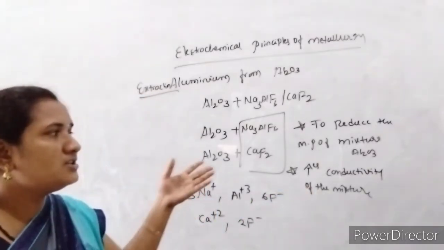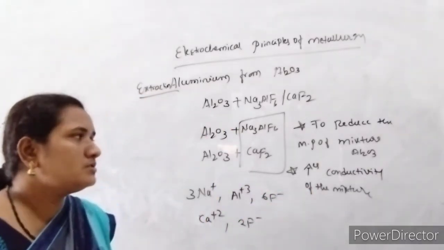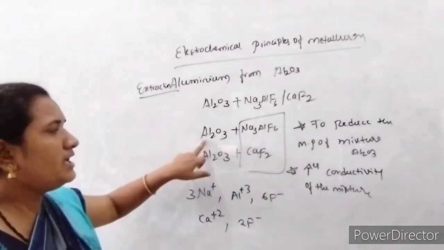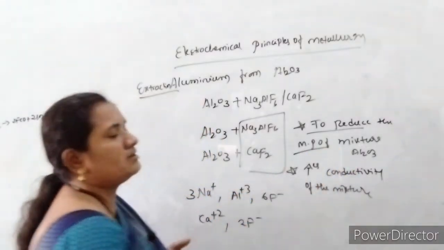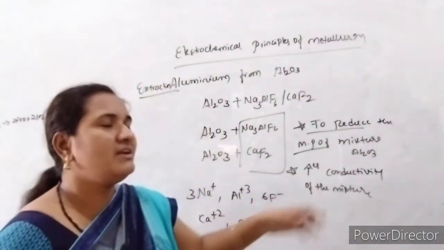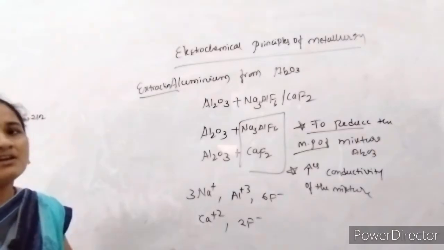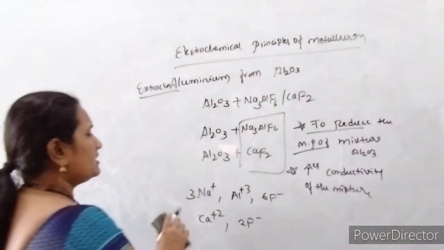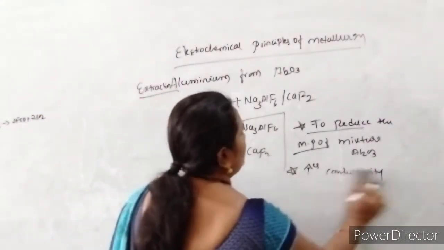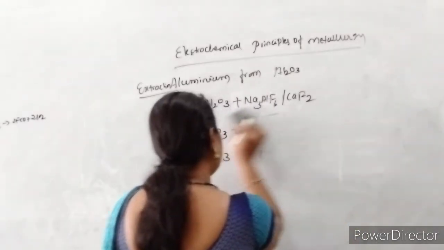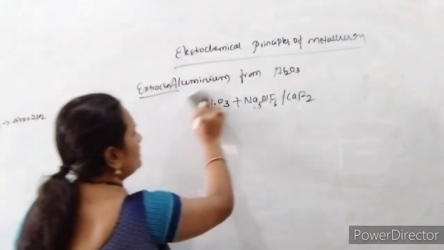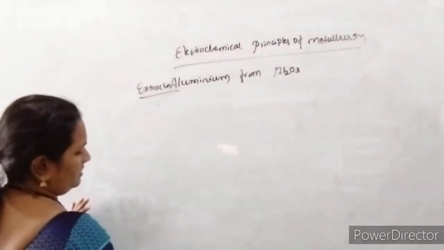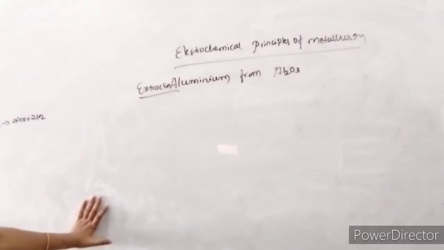So these are the two benefits for adding this to the Al2O3. The main important reason is to reduce the melting point of the Al2O3, and the second one is that they increase the conductivity of the mixture. The overall reaction should take place in a steel container, which should be coated with carbon. It is an electrolysis reaction, and this process is said to be the Hall-Héroult process.